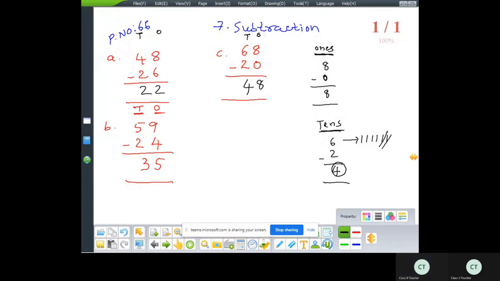48. 68 minus 20 is equal to 48. This is question C. Now question D: 99 minus 69.